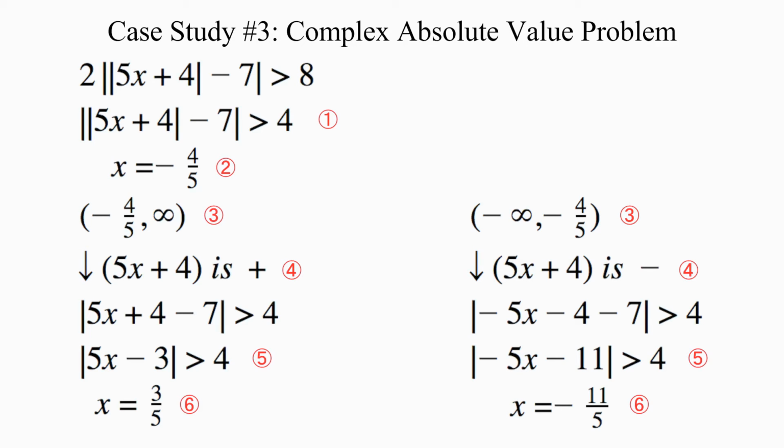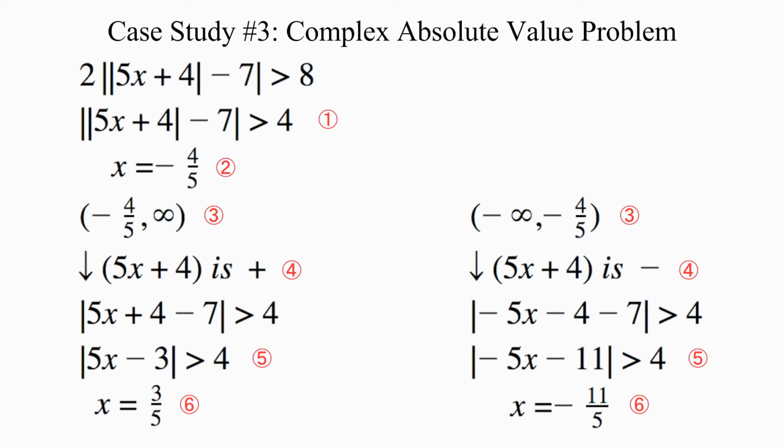In step 2, we solve for the inner absolute value, and we get x equals negative 4/5. In step 3, we set that value to the intervals, and we get negative 4/5 to infinity as one interval, and negative infinity to negative 4/5 as another interval. In step 4, we take that inner absolute value and determine whether it's positive or negative on the given intervals. So 5x plus 4 is positive on the first interval and negative on the second interval.